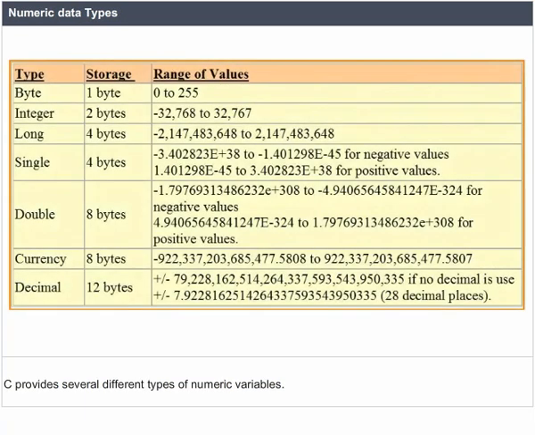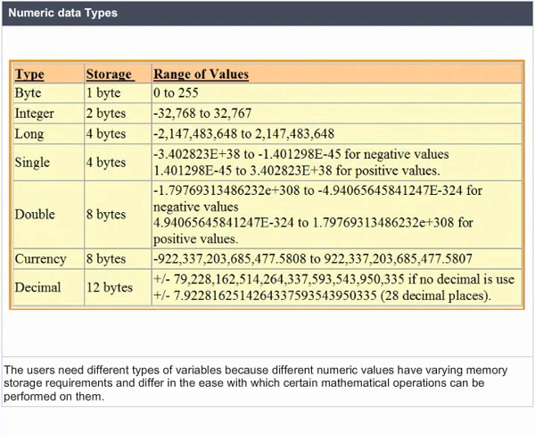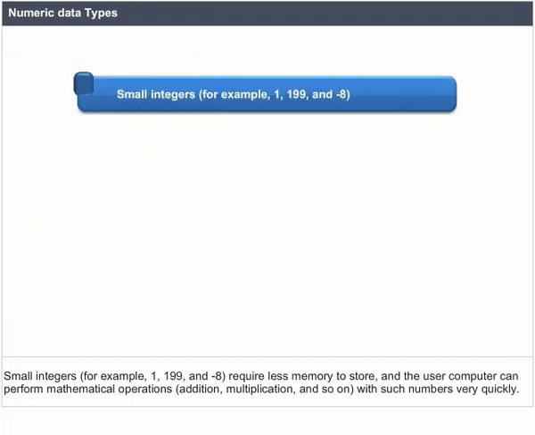Numeric data types. C provides several different types of numeric variables. The users need different types of variables because different numeric values have varying memory storage requirements and differ in the ease with which certain mathematical operations can be performed on them. Small integers, for example, 1, 199 and 8, require less memory to store, and the user's computer can perform mathematical operations, addition, multiplication and so on, with such numbers very quickly.